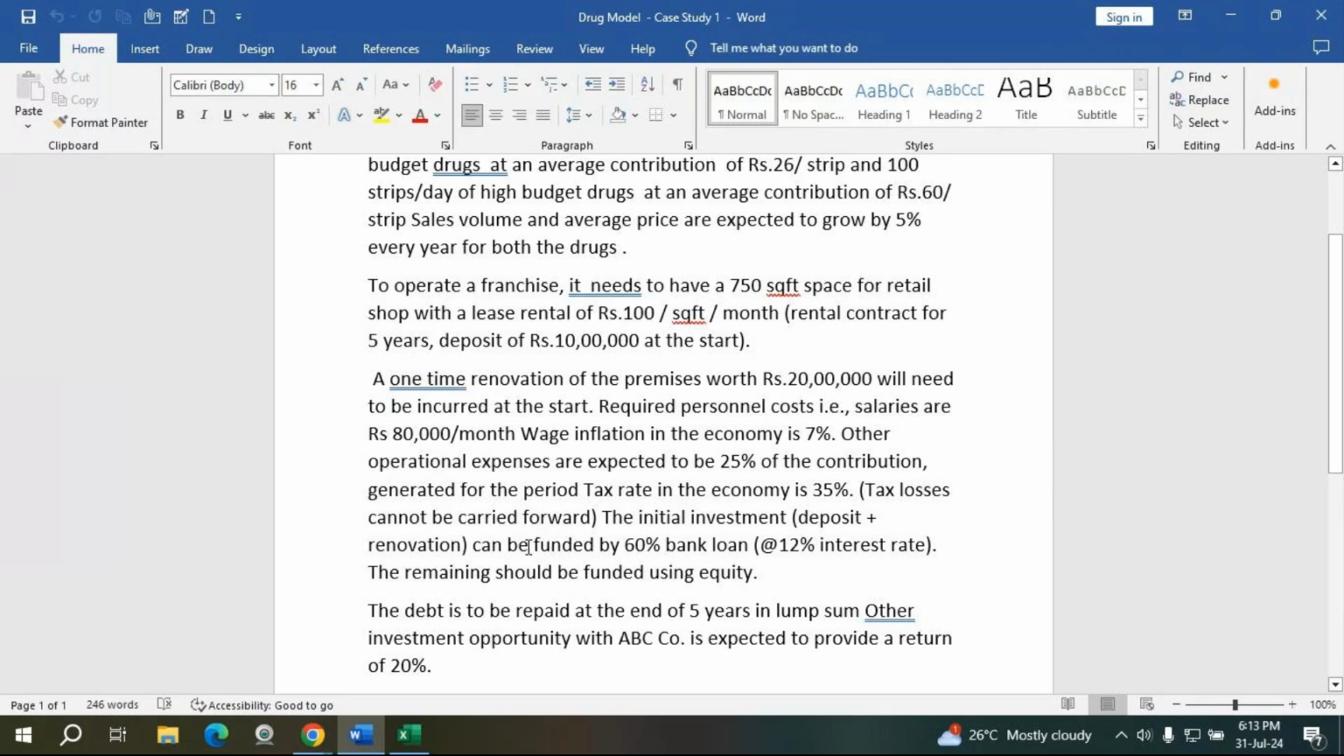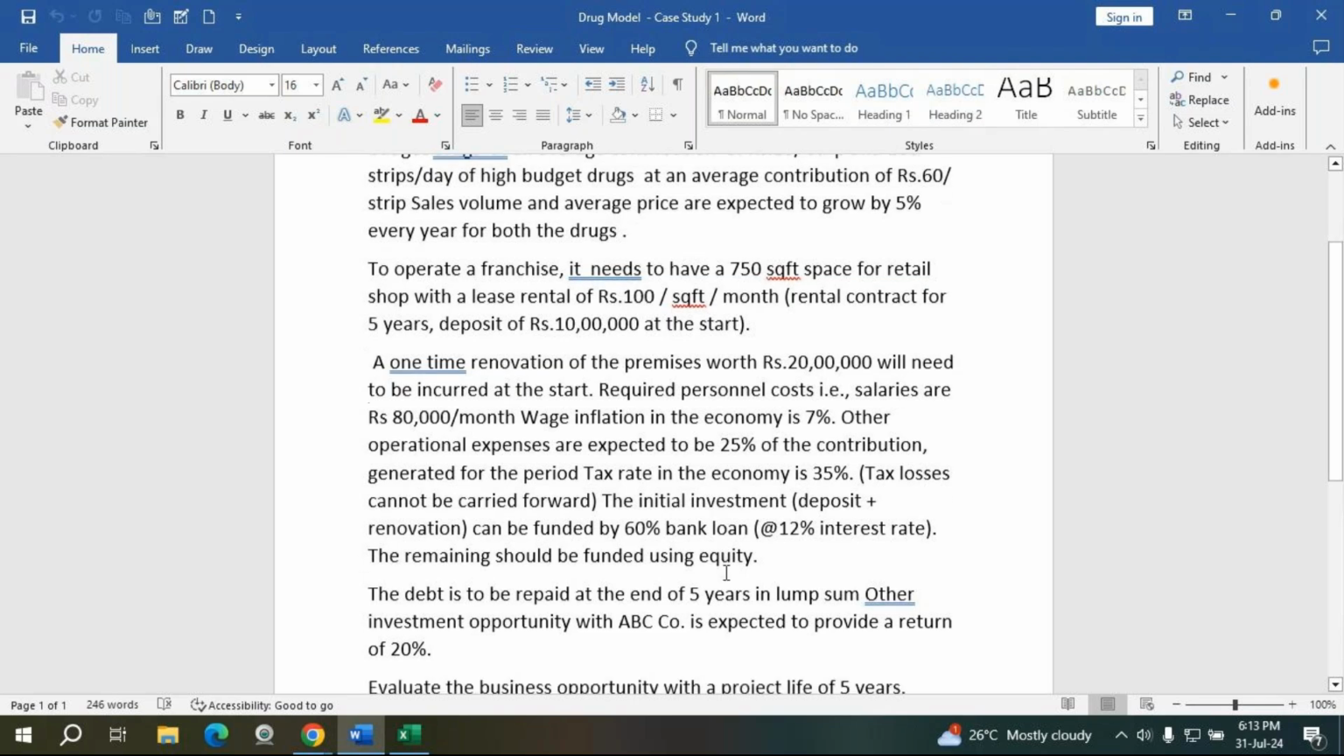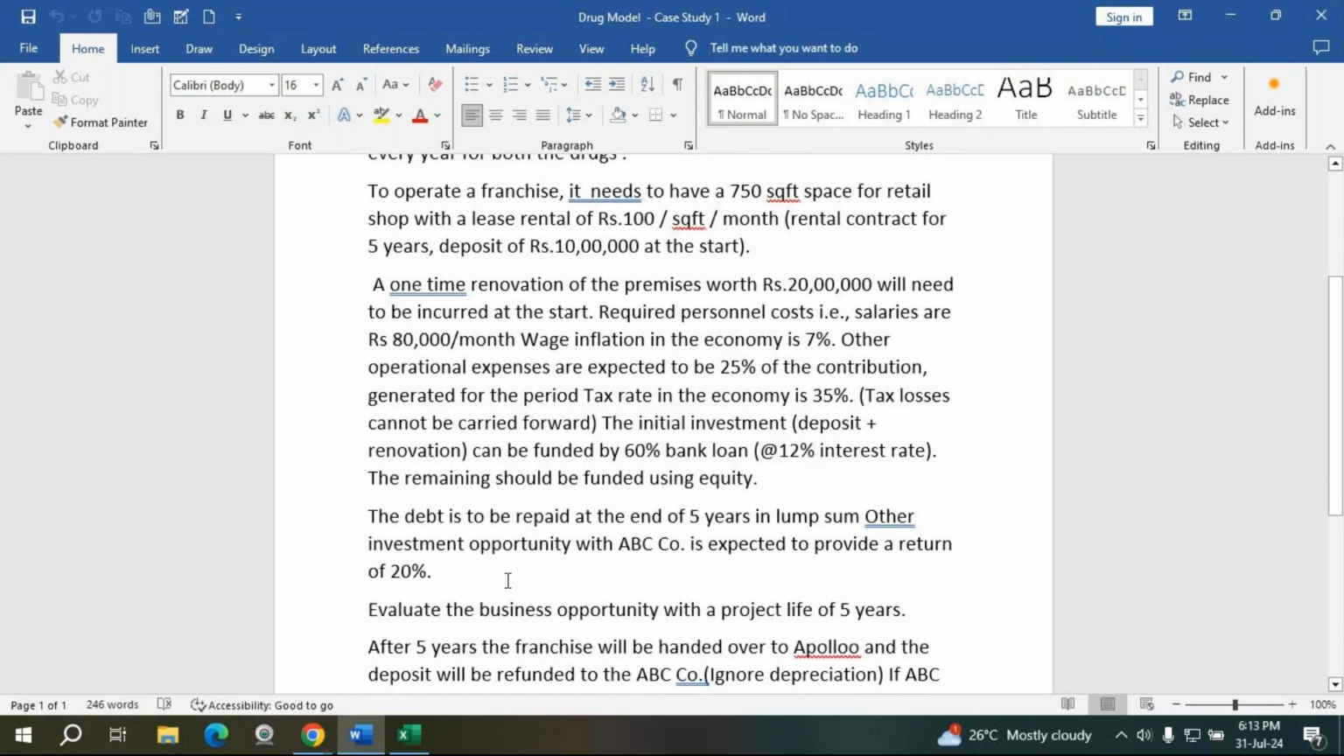This can be funded by 60% bank loan, which I am going to pay at the interest rate of 12%. The remaining 40% will be the equity. The debt is to be repaid at the end of the 5th year in lump sum. So whatever loan I am taking, 60% of the total investment, that has to be paid after 5 years in lump sum.